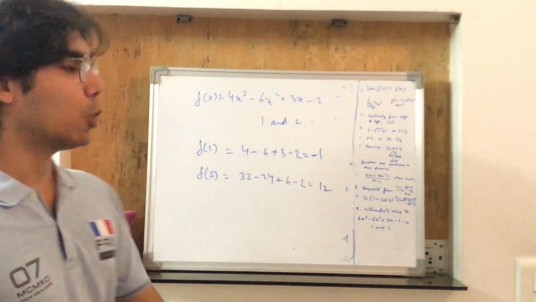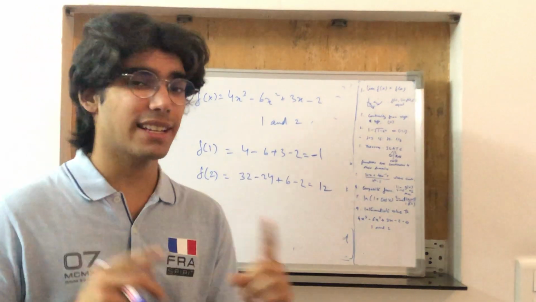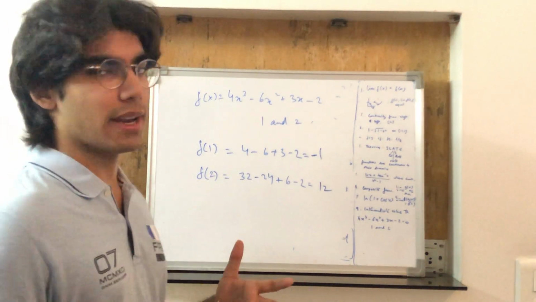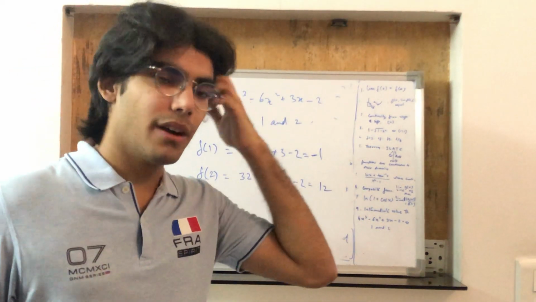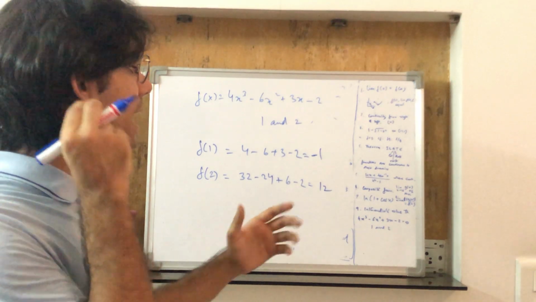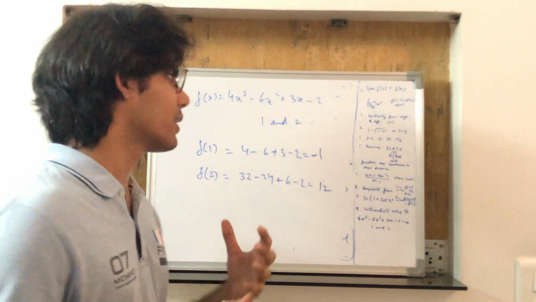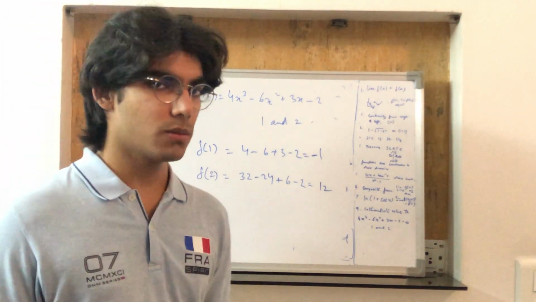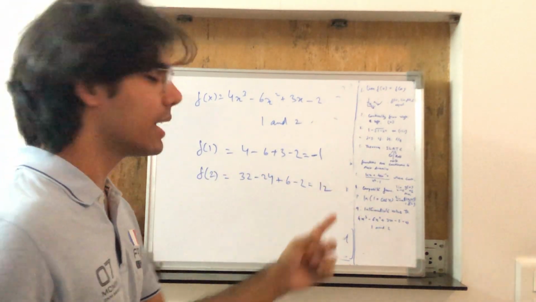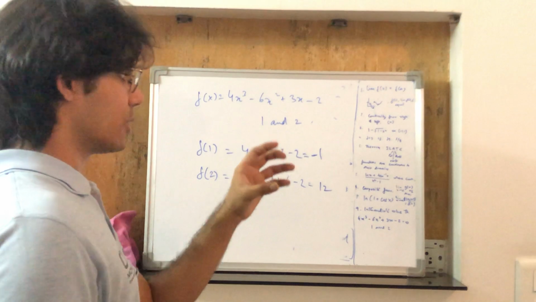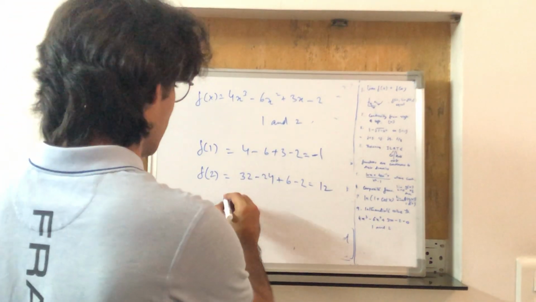I know that this function, f of x, is a polynomial function. This is an algebraic function, which means that it's going to be continuous for its domain. And I know that the domain for this function is R, so it's going to be continuous everywhere. Can I prove that this function is going to have a 0, a root, between 1 and 2? Yes, I can say that, because f of 1 is negative 1, and f of 2 is 12. So 0 lies between negative 1 and 12.